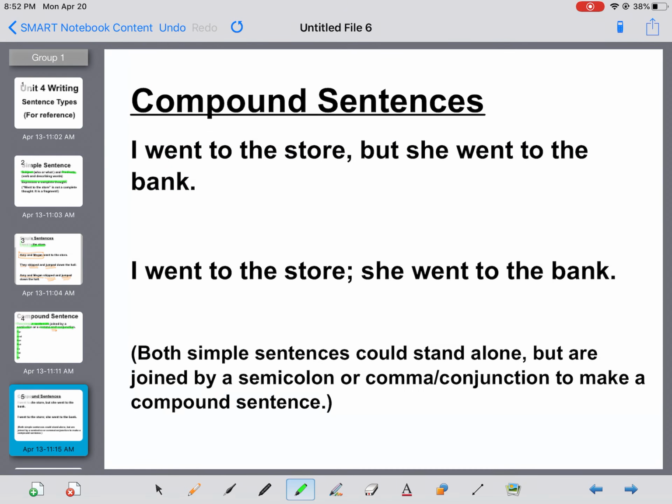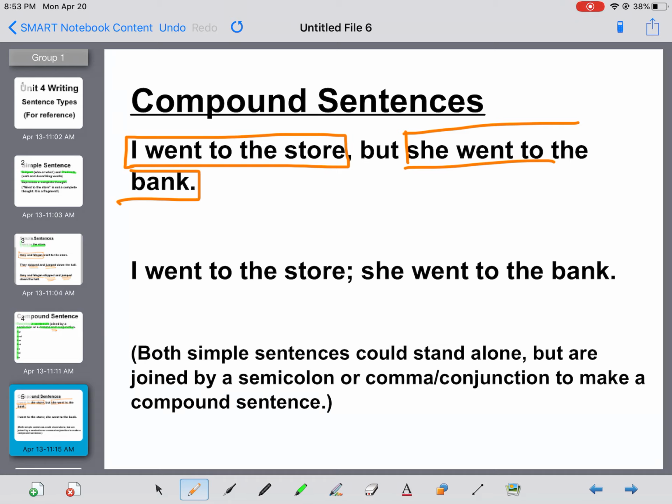So some examples of that. "I went to the store, but she went to the bank." "I went to the store" is a complete thought on its own. It can be a simple sentence. "I went to the store." "She went to the bank" can also be a complete thought. It could stand on its own.